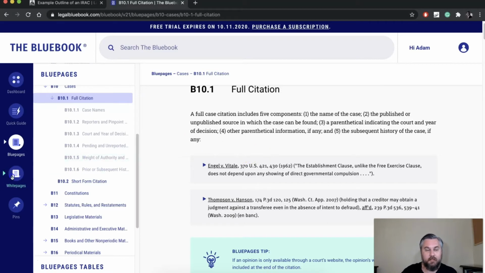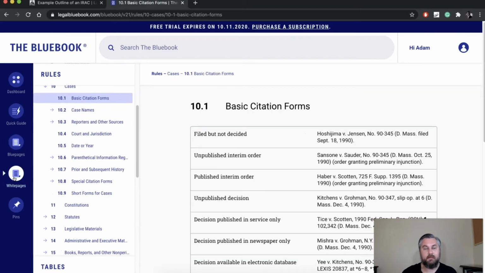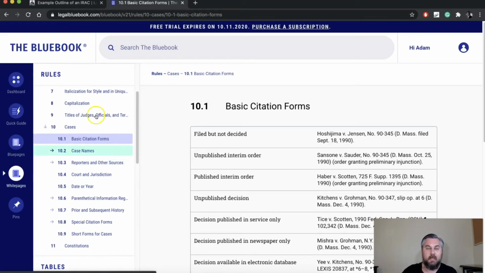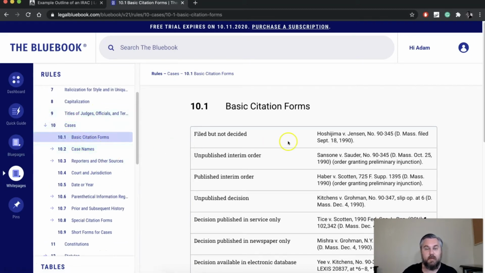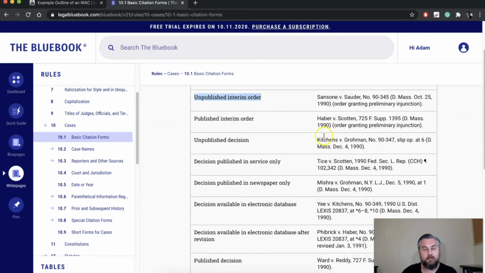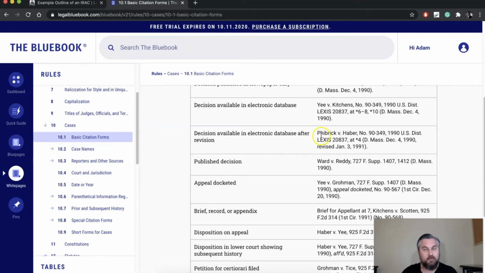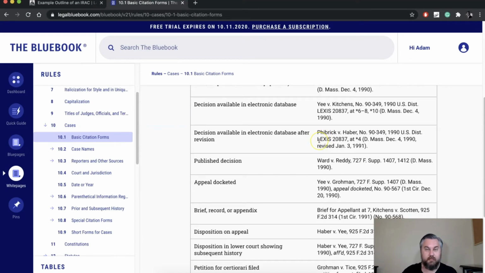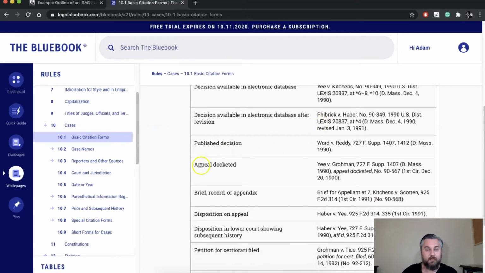But then the white pages are an elaboration on that. So once you've looked at the blue pages and you've seen what the citation form is, you can actually go to specific parts of the white pages and see specific instances. So for example, if you want to know how to cite to a decision that's been filed but it hasn't been decided yet, here's how you would do that. If you want to look at an unpublished interim order, here's how you would cite to it. And there are so many different forms of citations that you could get bogged down really fast with them.